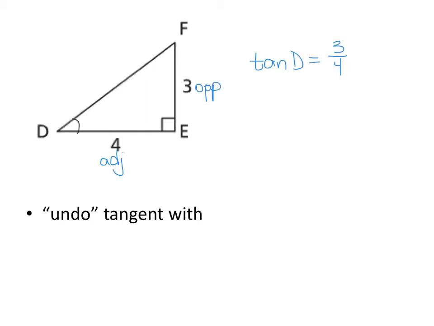Based on this information then, we know that we should use a tangent ratio, and that the tangent of angle D will be equal to 3 divided by 4. Our problem is that we need to know how to undo tangent. When we need to undo dividing, we multiply. When we need to undo squaring, we square root. When we need to undo tangent, we use inverse tangent.